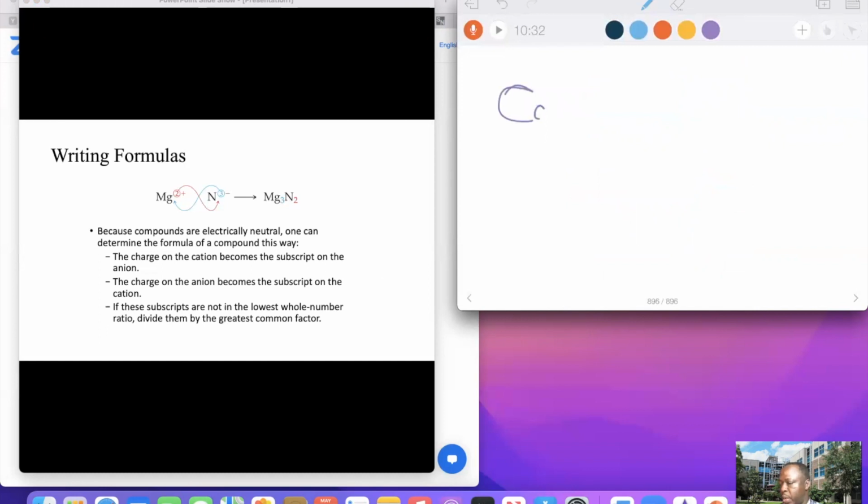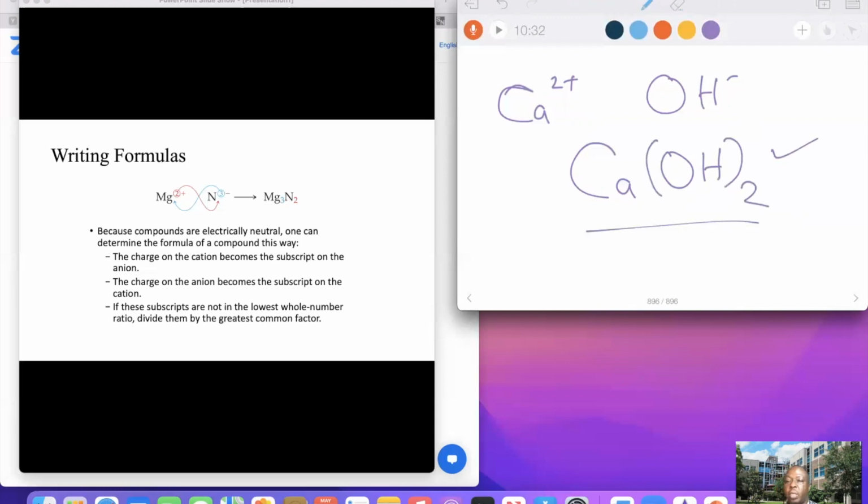Calcium, for example, and hydroxide, this will be Ca. Don't leave it like this. Don't leave it like that; remember you have to use the parentheses where applicable. So this will be calcium hydroxide, and that's the correct formula for calcium hydroxide. That's just to give you an example of how to use the crossover rule to write the correct formula for ionic compounds.